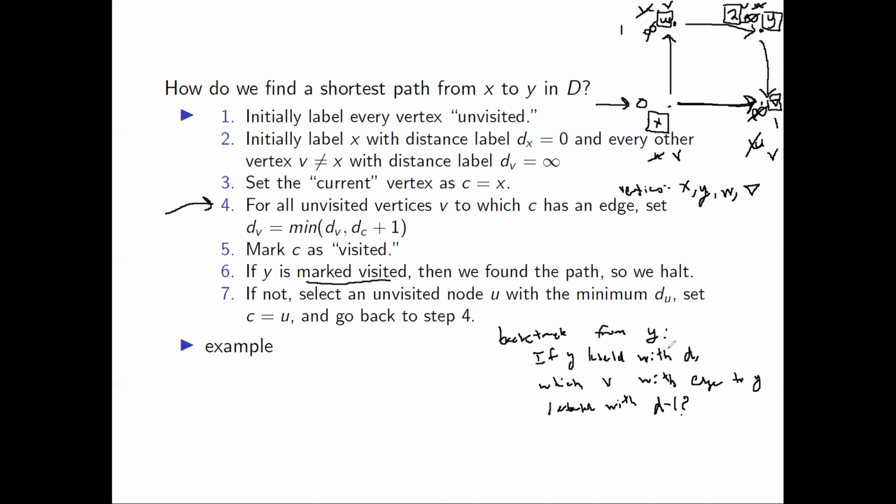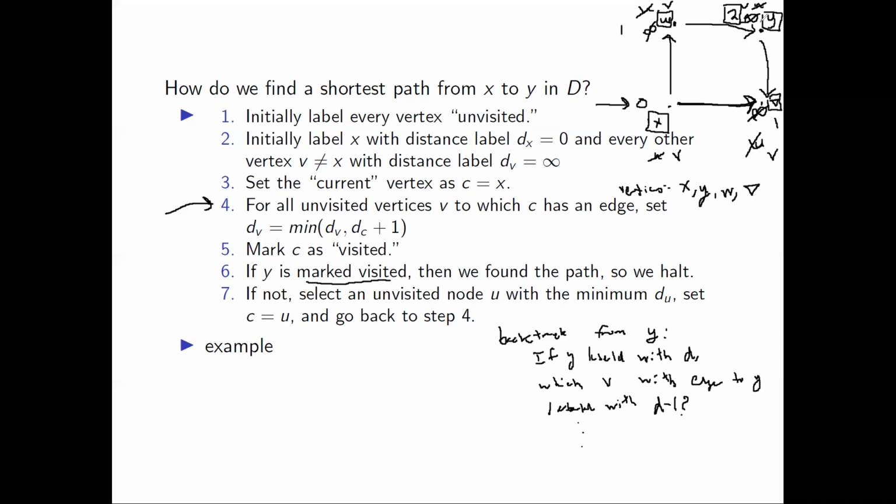So if Y is labeled with D, that means that there has to be some vertex with an edge to Y in our directed graph that's labeled with D minus 1. And that means there's some vertex with an edge to that vertex that's labeled with D minus 2, and so on. So we can just start at Y and backtrack to a vertex that has a label 1 less, and then a vertex that has an edge to that one with a label that's 1 less, and we just continue like this.